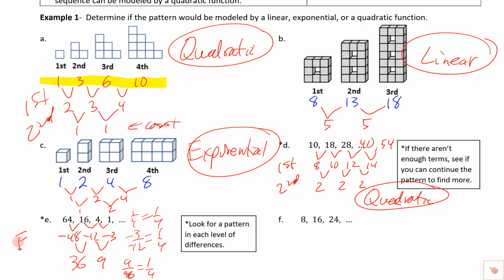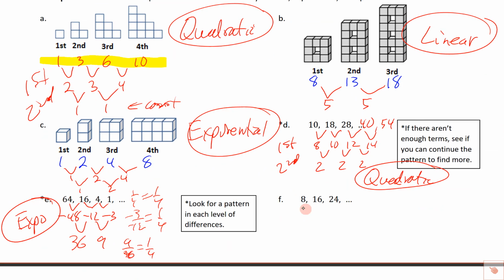So this one is going to be, I'll just write expo right here, and we'll go ahead and circle that one. And then we've got this last one. Let's take a look at that one. We've got an 8 and a 16 and a 24. Let's just check and see what's going on here. This is 8. This is 8. So the first level difference is constant. We could build another one on here. So if that's 8, this is going to be 32. First level difference is constant, so that means this one's going to be linear. Okay, let's take a look at the other side.